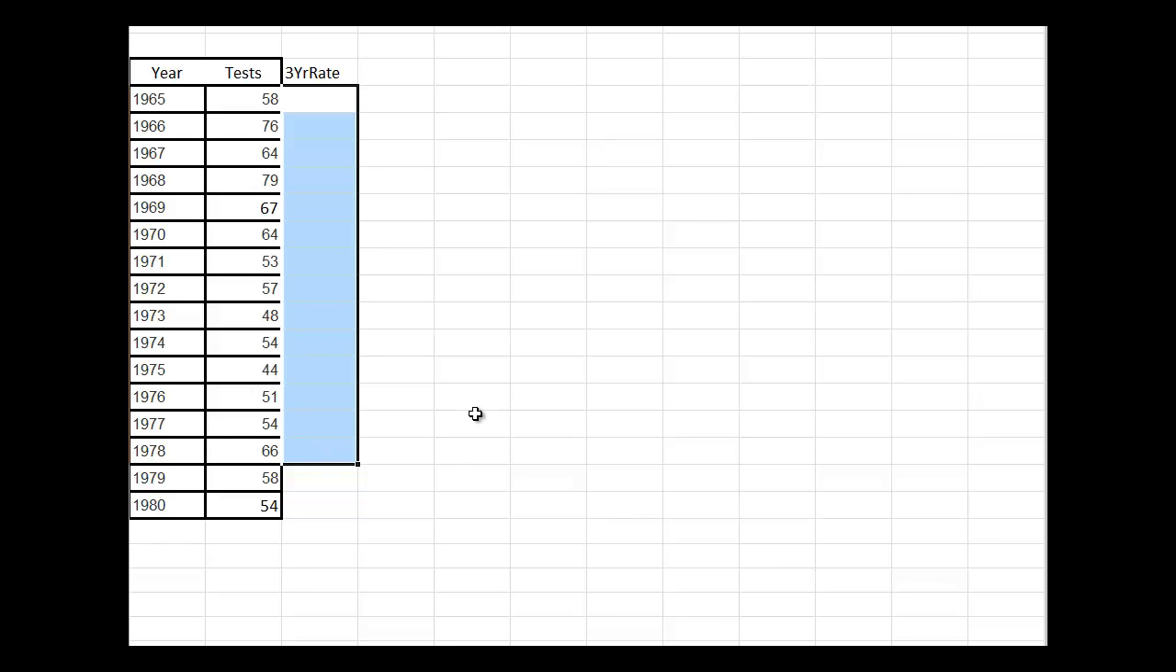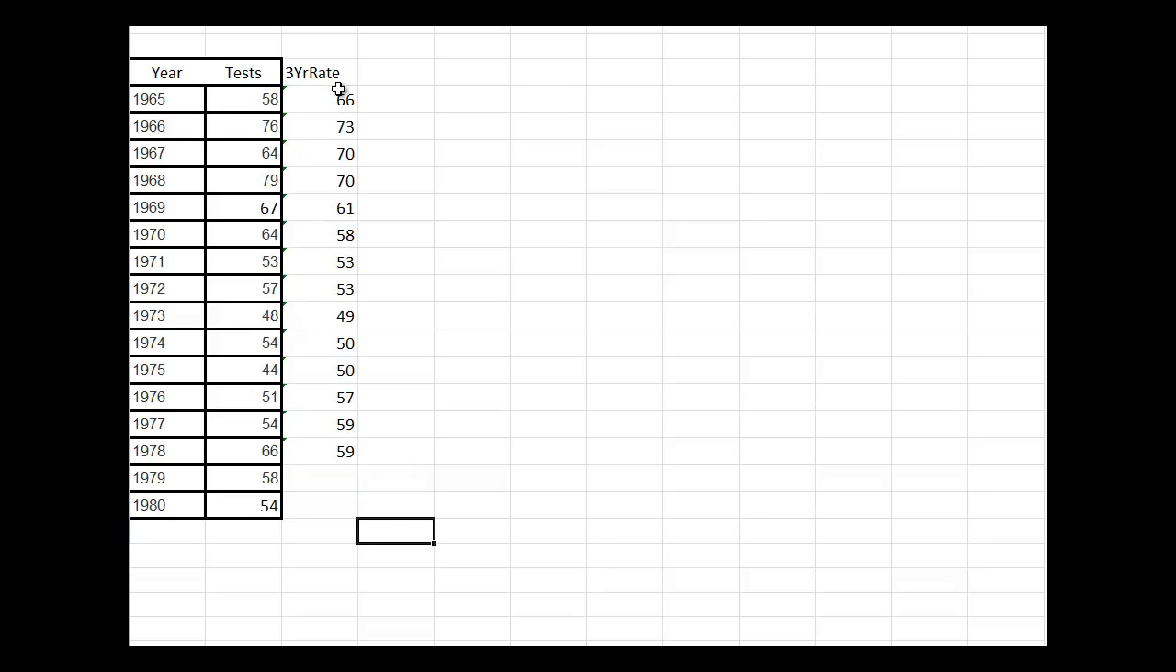So the way I'll calculate that is equals average of these three numbers. And then I hit Control Enter to fill in all those cells. I'll clean up the numbers a little bit. And we can scan this to see when the biggest and the lowest is. So let's see if you get the same answer. We've got two 70s and a 73. It looks like 73 may be our high. And the low is going to be 49.